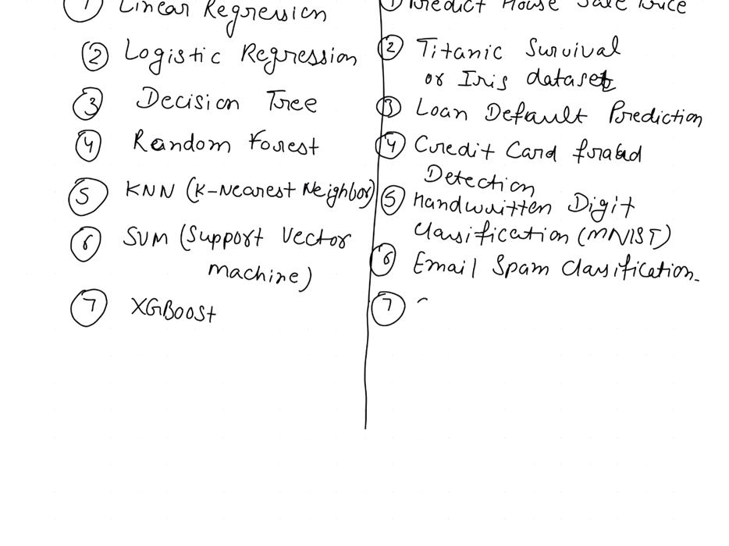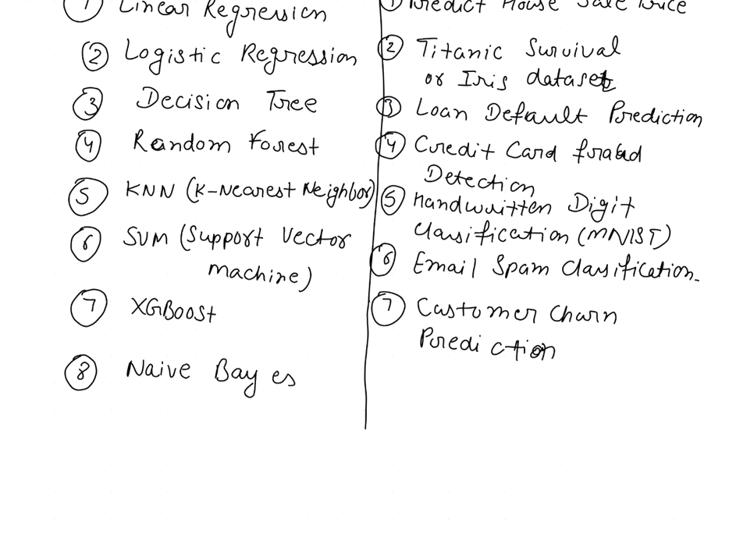You can build the machine learning project under this: customer churn prediction. Okay, so this is very popular. And then the eighth is your naive Bayes. For this, you can work on the project SMS spam detection. Okay, so this was all about your supervised machine learning.